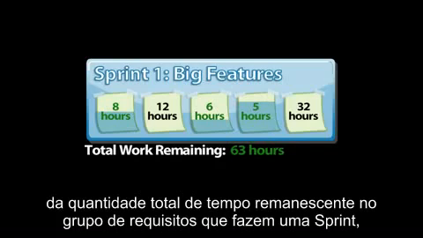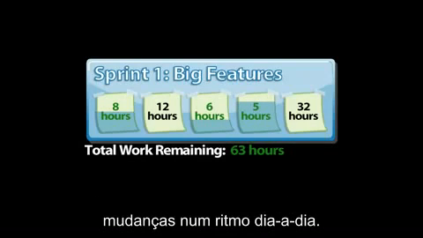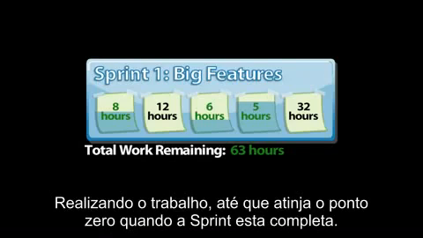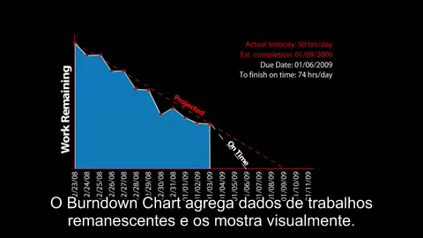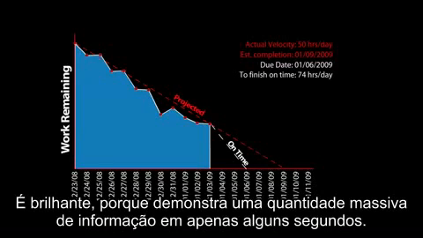So the total amount of time remaining on the group of features that make up a sprint changes on a day-by-day basis, hopefully going downward until it hits 0 when the sprint is complete. The burn-down chart aggregates the remaining work data and shows it visually. It's brilliant because it communicates a massive amount of information in just a few seconds.